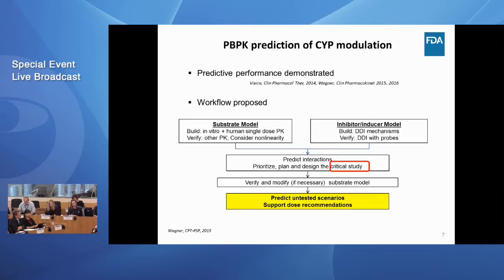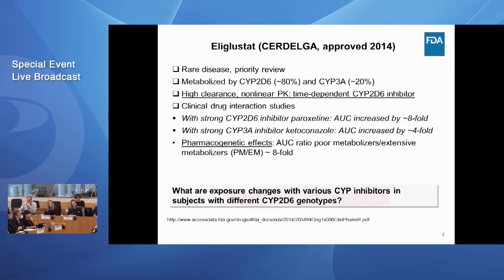And then once the critical study outcome becomes available, you can verify the model and modify the model if necessary for the substrate drug. And then from that point on, the prediction of the effect of other CYP modulators or another dosing regimen prediction, such as a multiple dose scenario, can be predicted using the PBPK models, and the findings can be used to support dosing recommendations, including the recommendations in the label. I'll just quickly go through the next two slides.